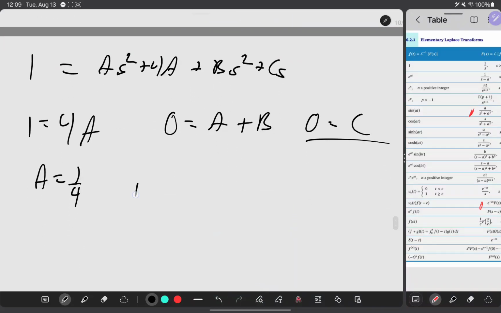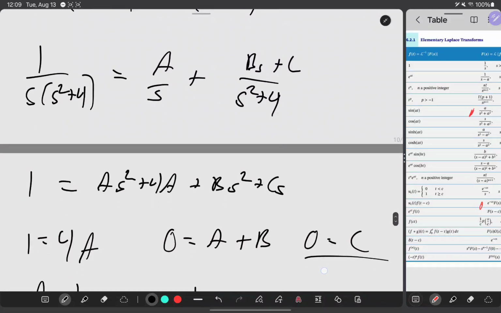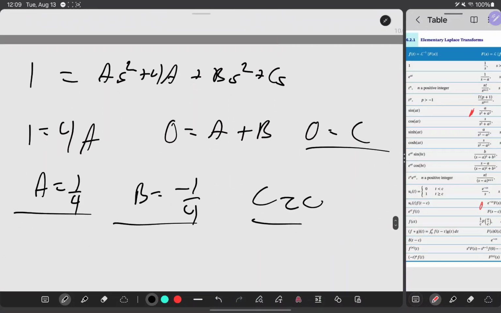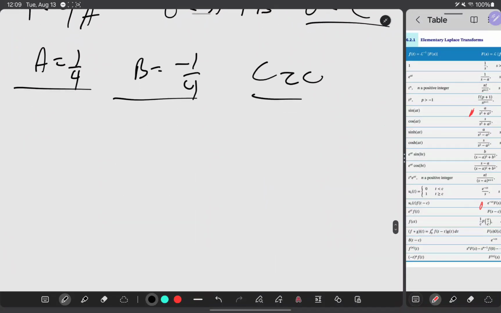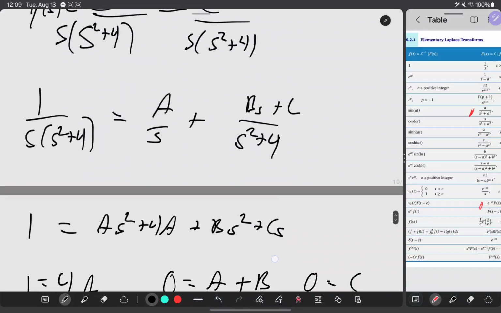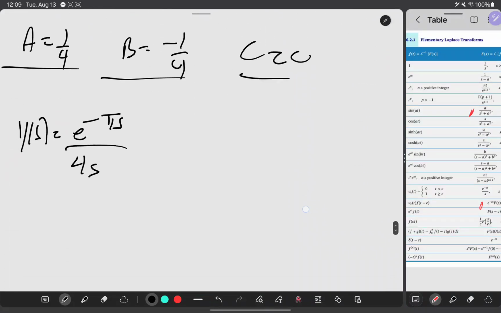If a is 1/4, b is negative 1/4. C is 0. Let's go ahead and write that out then. C is 0, so we only have to worry about, well, first of all, we have the e to the minus pi s. Let's pull out the 1/4. This would be just 1 over s. So okay, so then we can just do this. Easy enough, right?